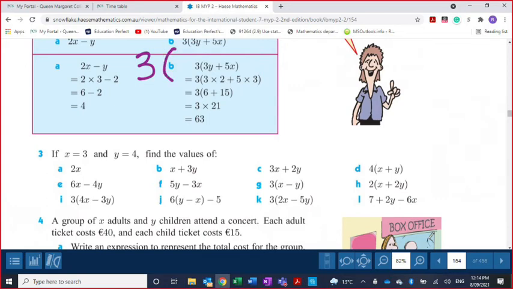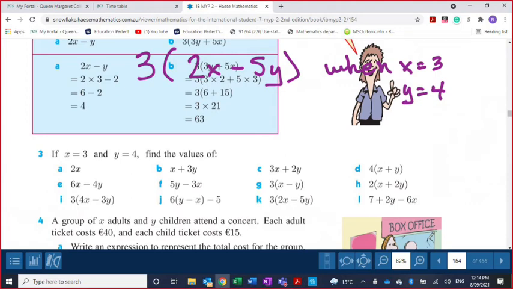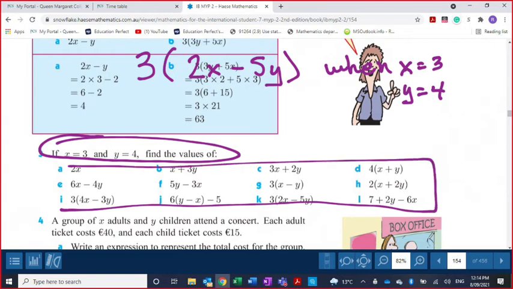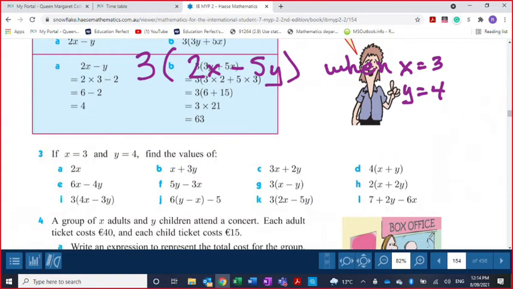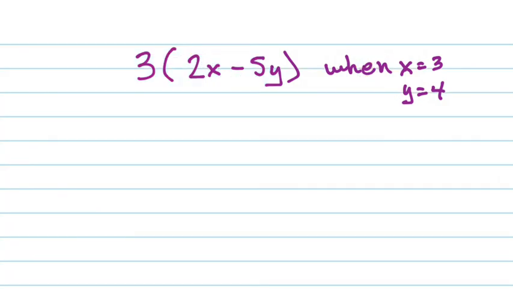So we have 3 times 2x minus 5y, and we want to solve that when x equals 3 and y equals 4. If you look in the directions, they want you to use x equals 3 and y equals 4 for every single one of these. Okay? So you're going to do it over and over with the same values. All right. Let's take a look at this one.